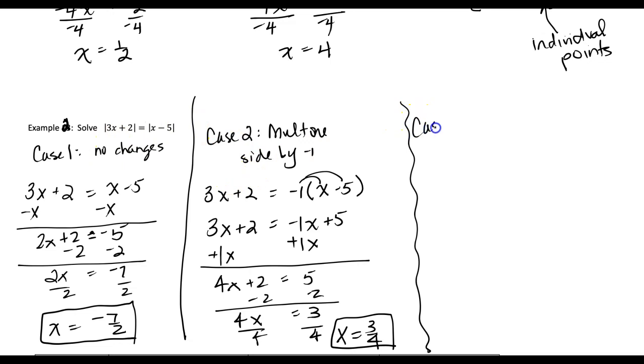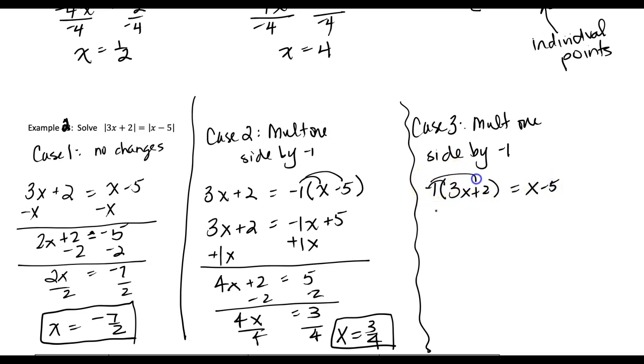So let me look at case 3. Case 3, I'm going to multiply one side by -1, but now I'm just going to multiply the other side. So before I chose the right-hand side to multiply by -1, this time I'm going to choose the left-hand side to multiply by -1. So -1 times 3x plus 2 equals x minus 5, and then distribute. So -3x minus 2, and then start to solve.